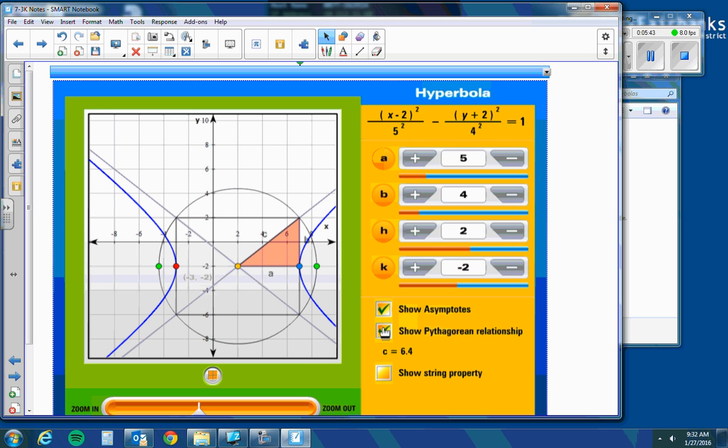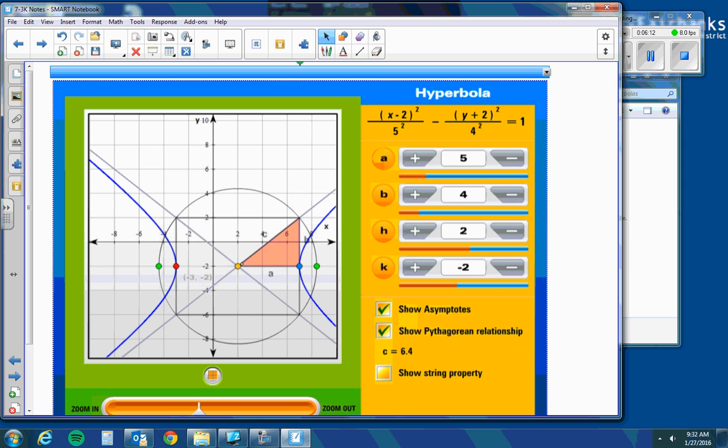Now, one more thing I want you to see is the distances mean the same thing. A is the distance to a vertex, just like before. B is the distance to a vertex. C is the distance to a focus. Now, if you look at this, that's A, the distance to the vertex. B is this distance here, but you notice that this co-vertex, they don't even have it. It's not a point on the graph.